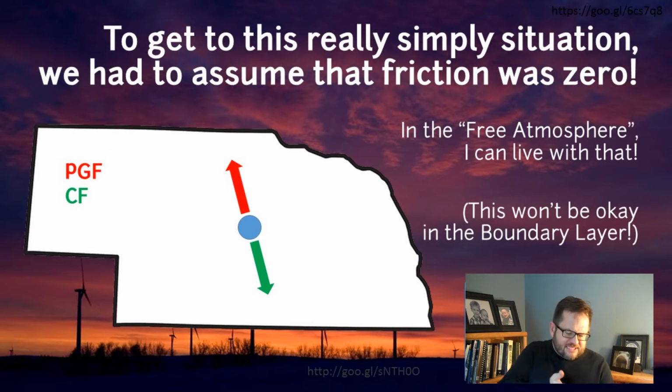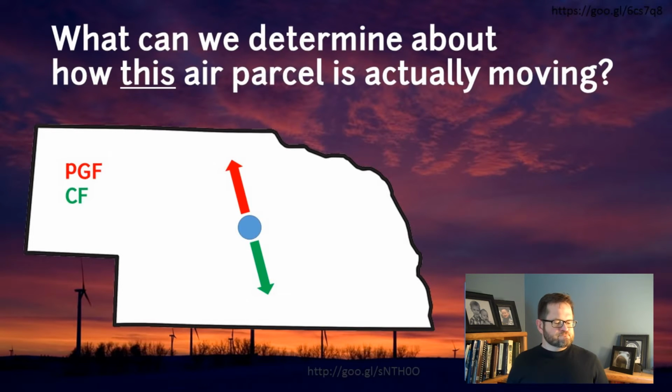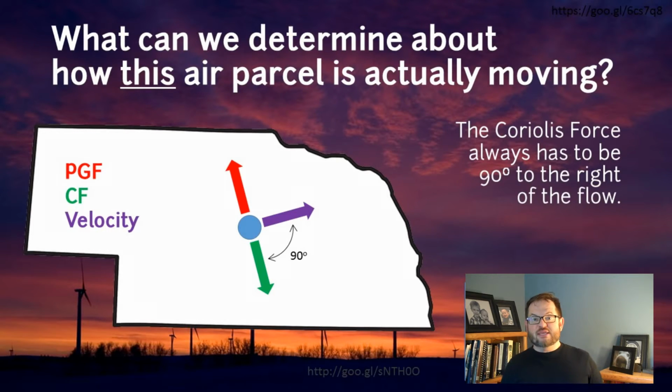So if this is going to be a balance of forces acting on an air parcel under some kind of conditions, like friction not mattering, what can we actually say about how that air parcel, that little blue circle right there, is moving? Well, if my green arrow there is the Coriolis force, I already know which way the air parcel is moving, because the Coriolis force has to be oriented 90 degrees to the right of the direction of motion. So that purple vector there is the direction of our motion right now.